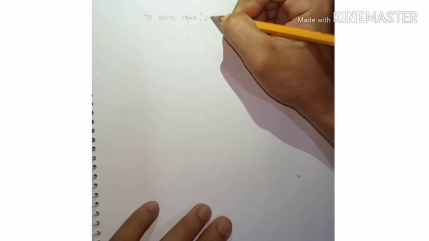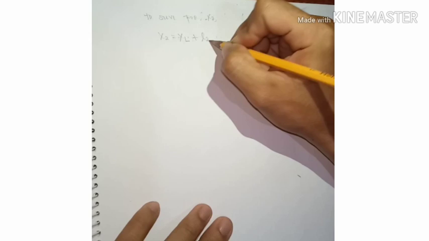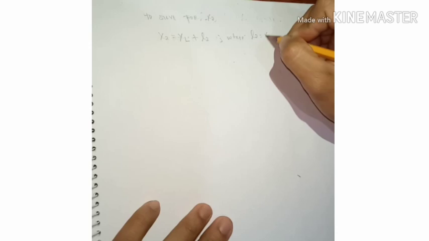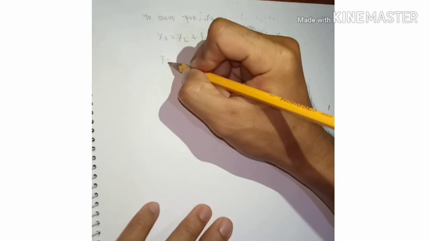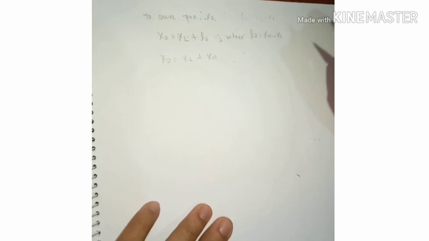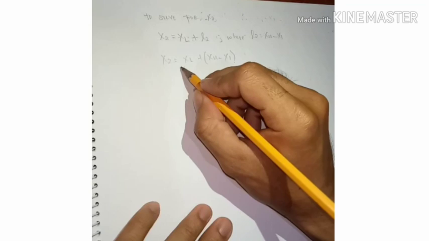To solve for x sub 2, x sub 2 is equal to x lower plus L sub 2, where L sub 2 is equal to x upper minus x sub 1. By substituting the value for L sub 2, x sub 2 is equal to x lower plus x upper minus x sub 1. This formula is used to solve for x sub 2. X sub 2 is equal to x lower plus x upper minus x sub 1.